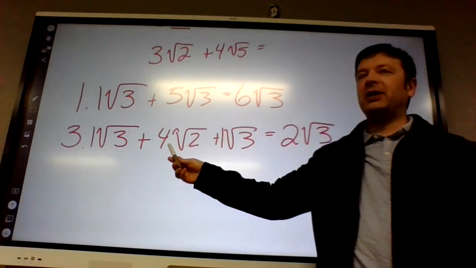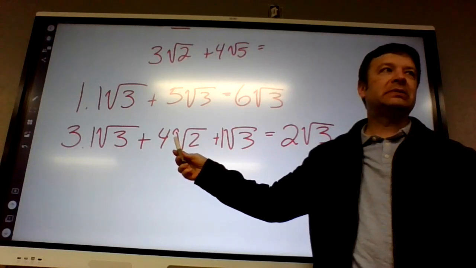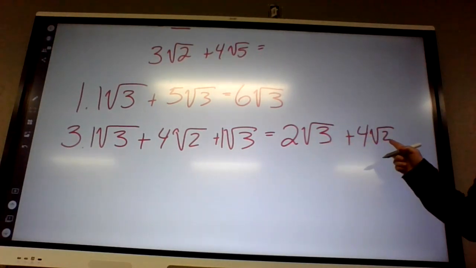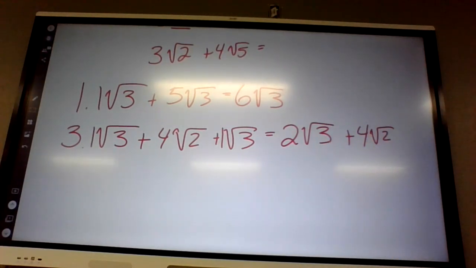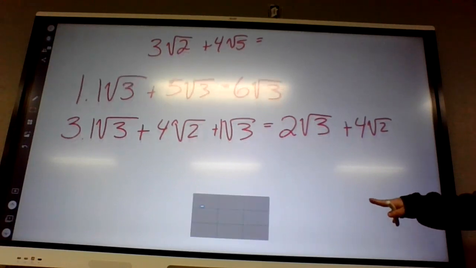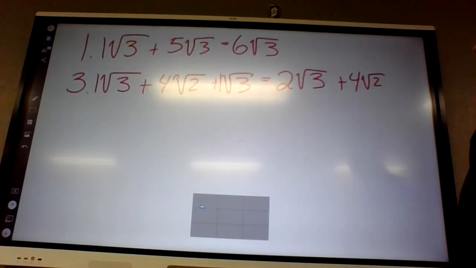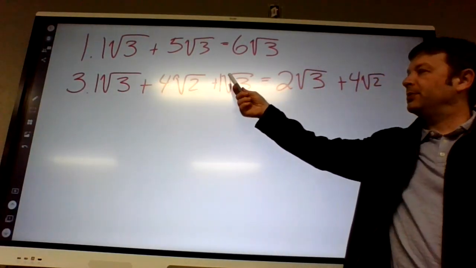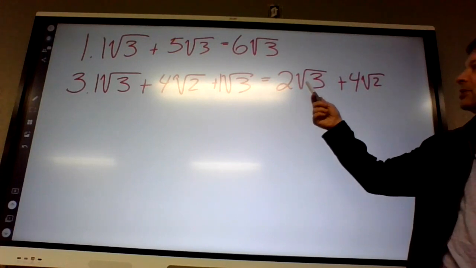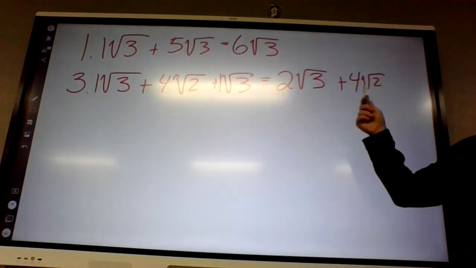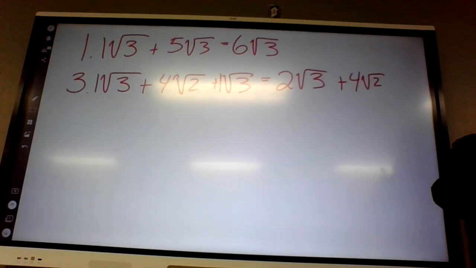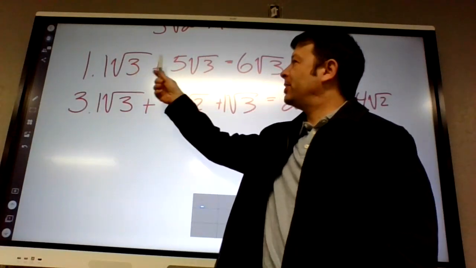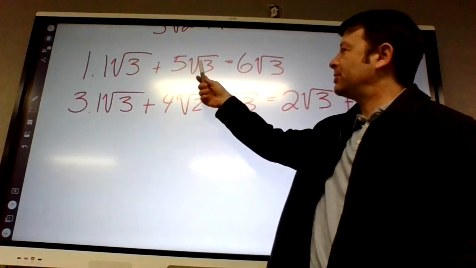What do you think I should do with this? Plus 4 square root of 2. Can I add these two together? No. So we simplified it a little bit. Square root of 3 plus square root of 3 is 2 square root of 3. Plus the 4 square root of 2, those don't mix. Okay, so you added the 5 and the 1. Because they're both square root of 3, so 1 square root of 3 plus 5 square root of 3 is 6 square root of 3.